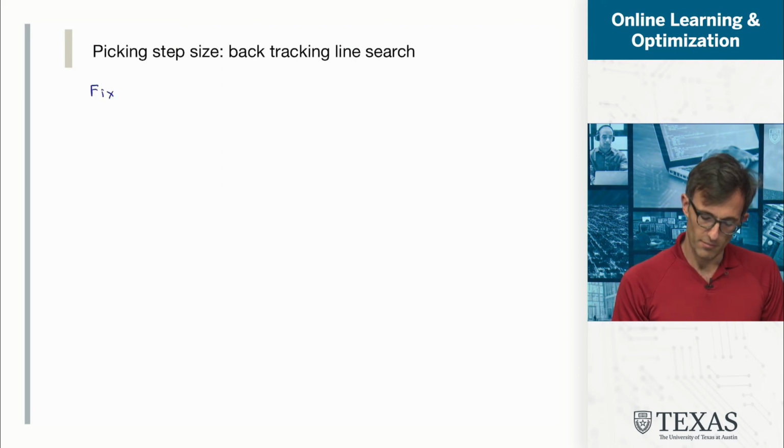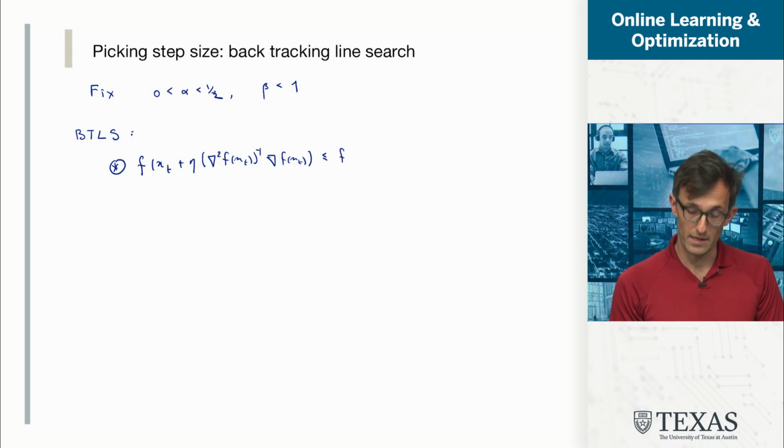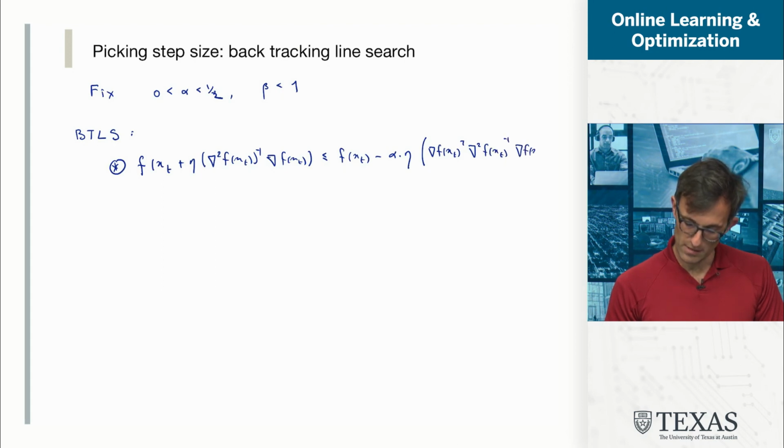Fix parameters alpha and beta, then backtracking line search does the following. It basically keeps checking for this condition star, which I'm going to write. It keeps checking whether f of x_t plus the Newton step has improved by a specific amount, whether it's less than or equal to f of x_t minus alpha times eta times gradient of f of x_t transpose inverse Hessian times gradient of f of x_t.